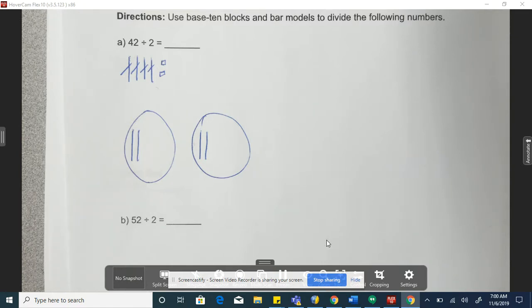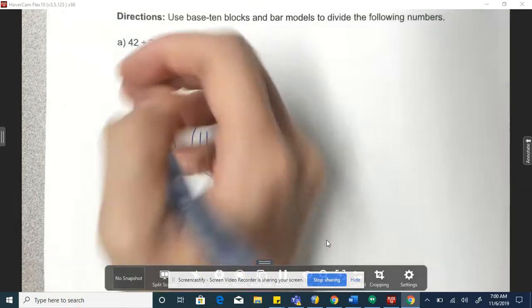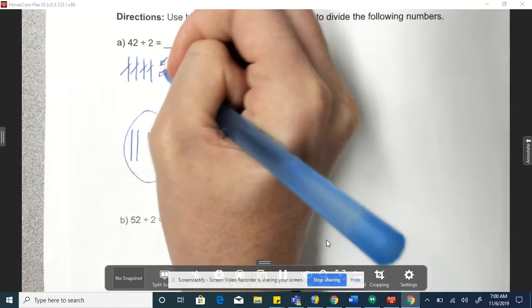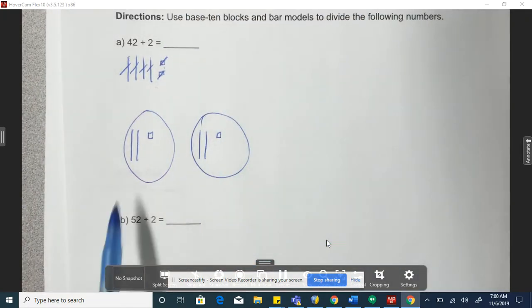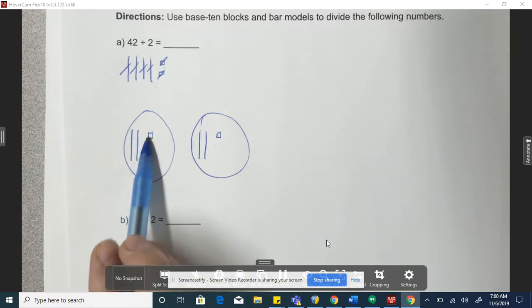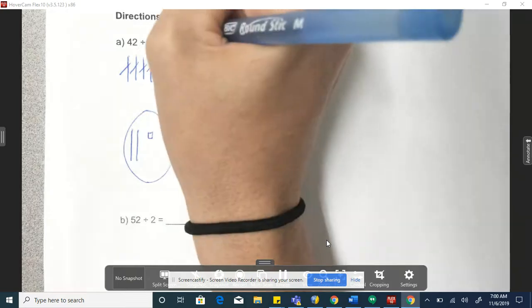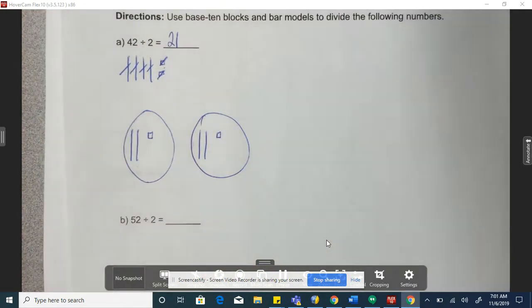Now I'm going to be distributing my ones. I can put 1 one in here, and 1 one in here. I've used both of my ones. So in each group, there are 2 tens and 1 one, or 21. 42 divided by 2 is 21.